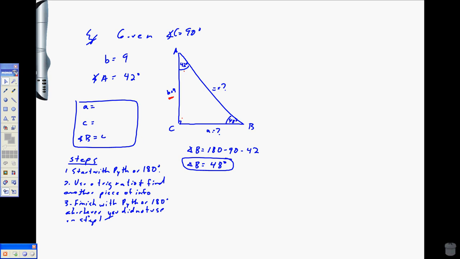So put that in your solution square. 48 degrees. Okay, so step 1, we did. Started with 180. Use a trig ratio.